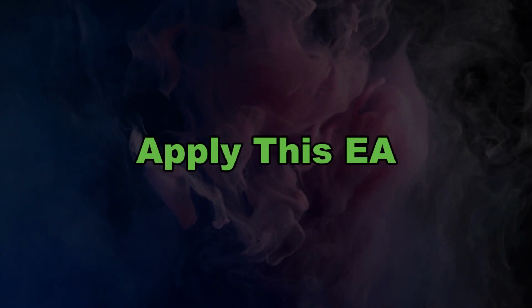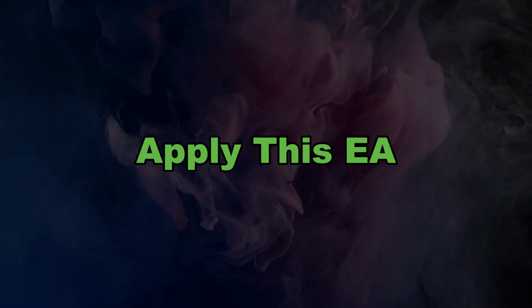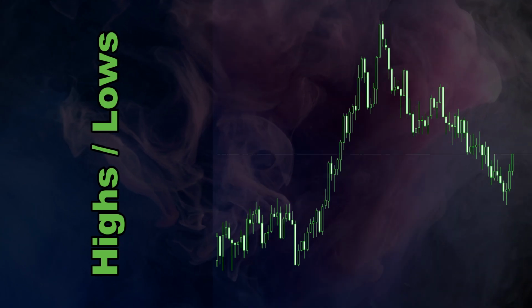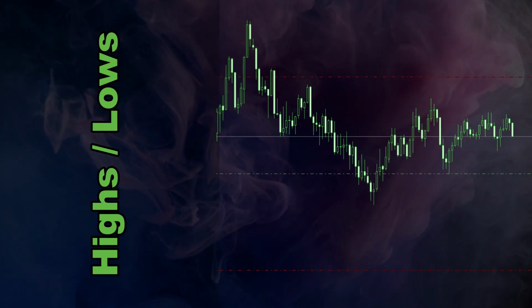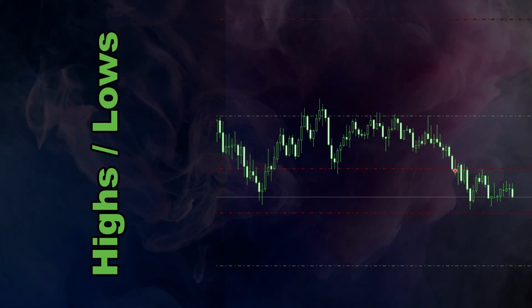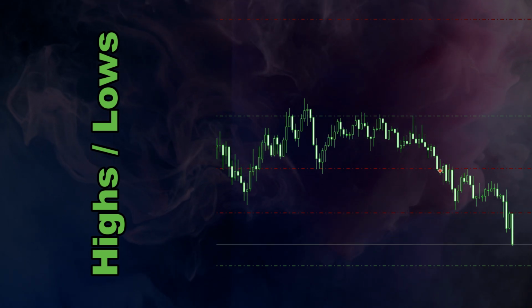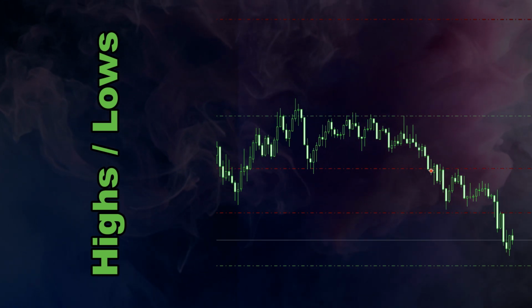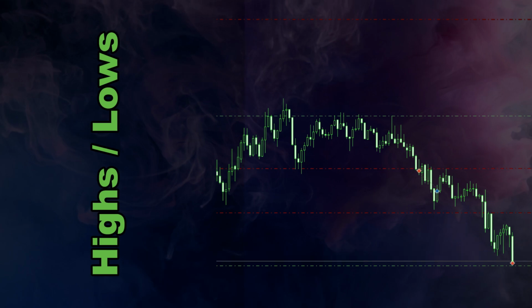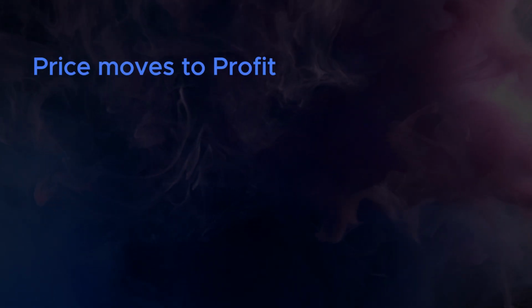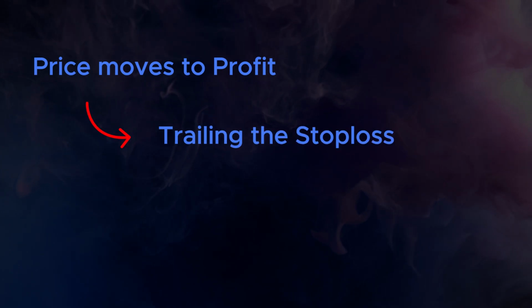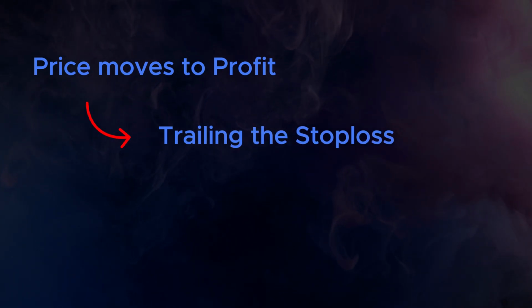Now, before you apply this EA, you do need to understand what the EA actually does. So we need to look at the strategy as well. We define the last high and last low in the market, and then we place buy orders and sell orders. And when the price comes and hits those levels again, what we are basically banking is that the price is going to continue to move in that direction by at least another couple pips. So as soon as it moves in profit, we start trailing the stop loss extremely aggressively, which is the reason why the win rate is 90%.